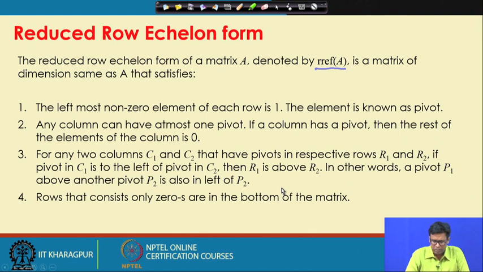And rows that consist only of zeros will be at the bottom of the matrix. So, there can be rows with no pivot, with all zeros, because if the 1 does not appear, all the other terms must be zeros, and those rows will be at the bottom of the matrix. So, let us see what a reduced row echelon form matrix looks like.